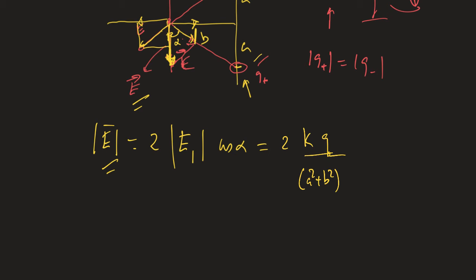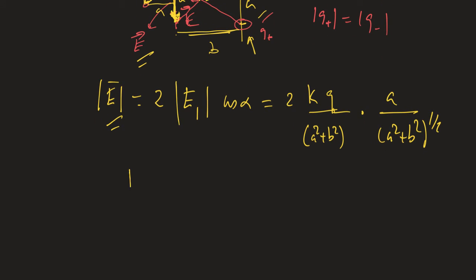The cosine of this angle, you can see here, this is B, and this is A. The cosine of the angle alpha is A divided by the hypotenuse. The hypotenuse is (A squared plus B squared) to the power 1/2. So I have found the magnitude of E.